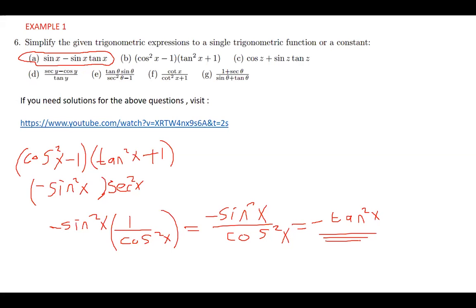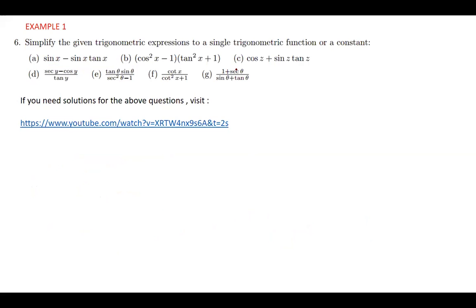Let's move on to the next question. So the next question here is cos z plus sin z tan z. So we know that tan is nothing but sine over cos. So we can write our equation here: cos z, then plus sine z. And then I know that tan z is just the same as sine z over cos z. So here we can simplify it by multiplying sine z and this other sine z. Then we're going to have something like this.